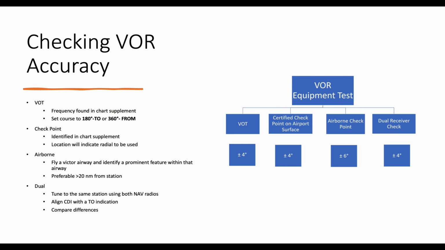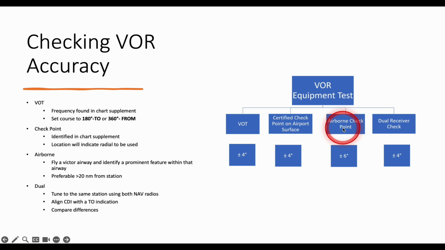It works similar to a regular VOR, but the test facility transmits at the airport and it transmits a 360-degree radial in all directions. So what you do is you program your course to have 180 degrees at the top with a To flag, and it should center the needle. And then you'll program it to have a 360-degree indication at the top with a From flag. And this should have a plus or minus 4-degree error. A certified checkpoint, in the chart supplement as well, you can find a checkpoint, and that's going to be a specific point on the airport, and that should also be within 4 degrees.